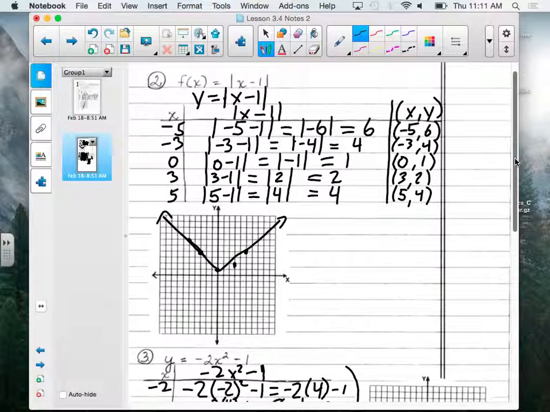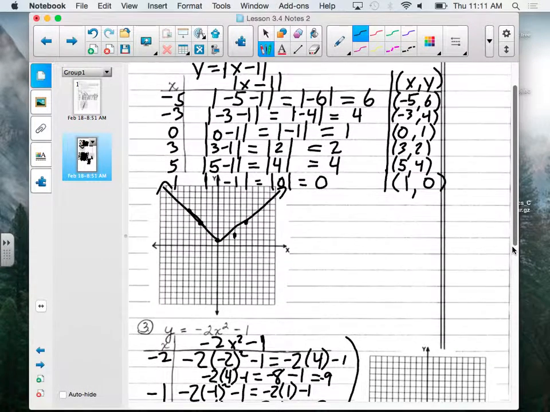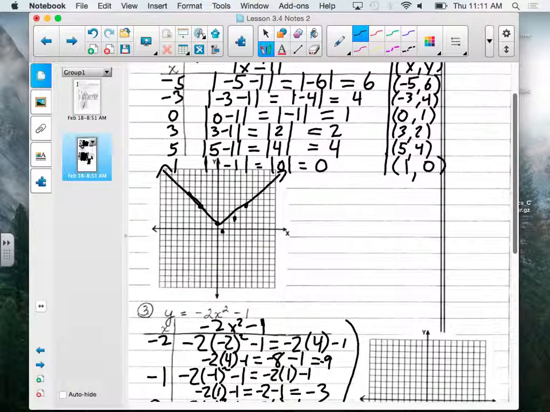So here's what we need to do. Let's add a new value to this table. Let's put a 1 in there. Let's do when X is equal to 1. So we're going to have the absolute value of 1 take away 1, which is the absolute value of 0, which means we're asking ourselves, how far is 0 from itself? 0. So what ordered pair do we have now? 1, 0. Let's put that one on the graph. That goes right here, doesn't it?